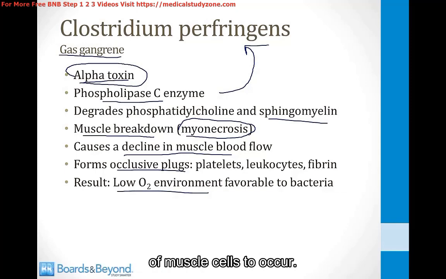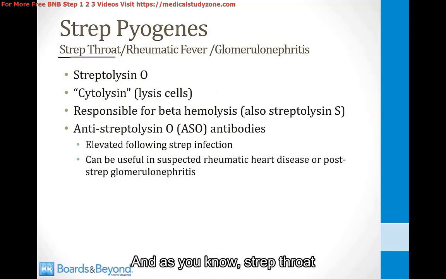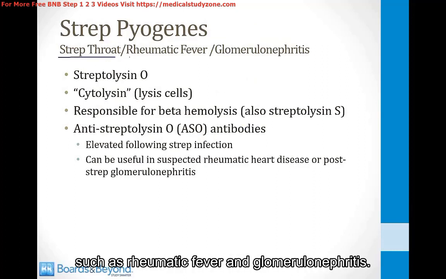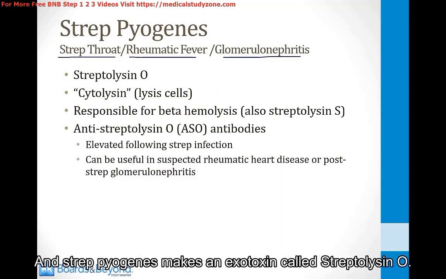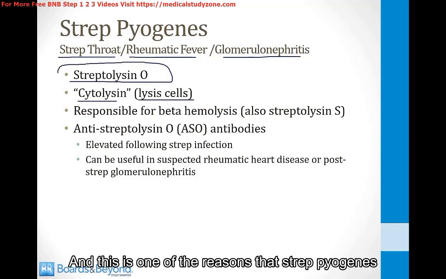Strep pyogenes is the causative agent of strep throat, and as you know, strep throat can sometimes lead to sequelae such as rheumatic fever and glomerulonephritis. And Strep pyogenes makes an exotoxin called streptolysin O. This is also called cytolysin because it can lyse cells. And this is one of the reasons that Strep pyogenes is beta hemolytic.